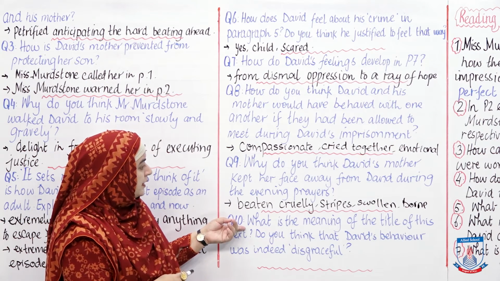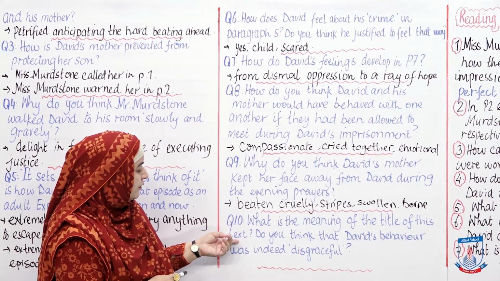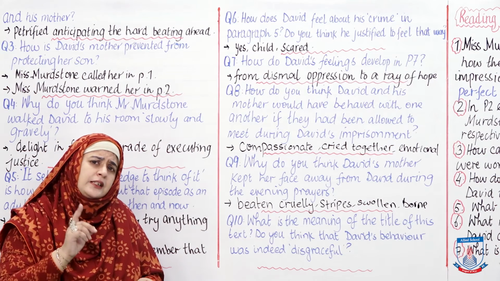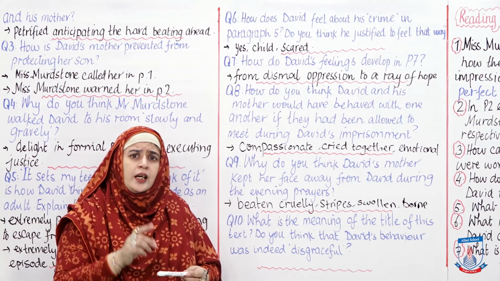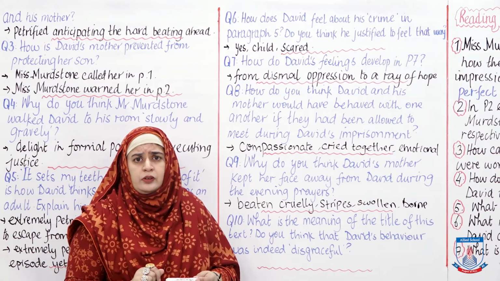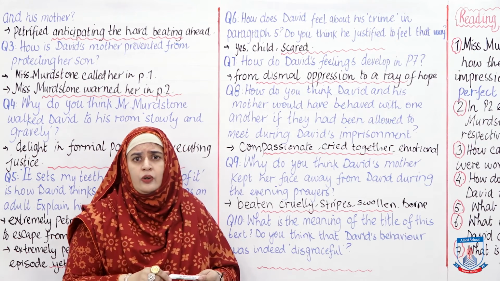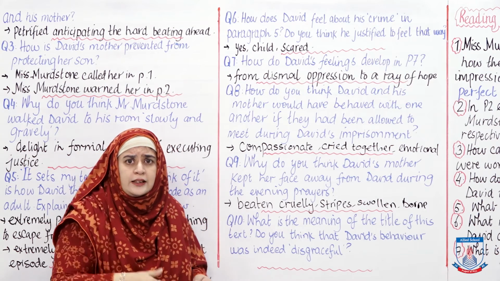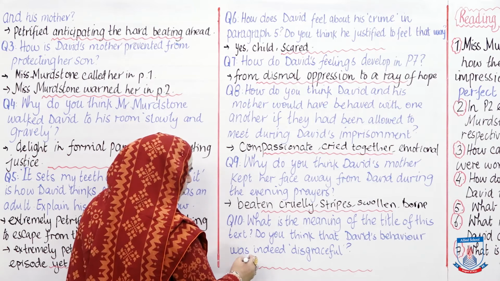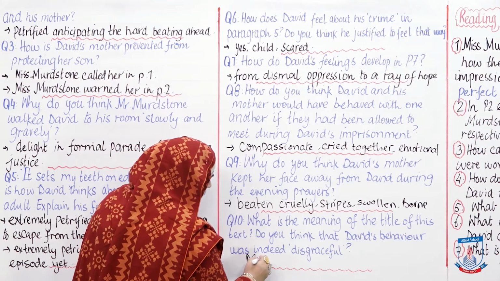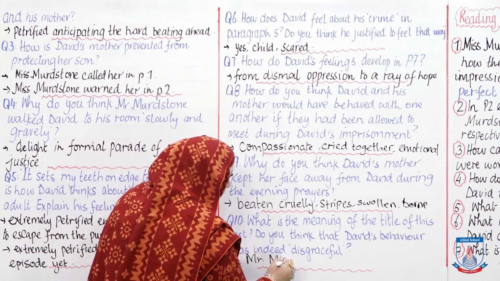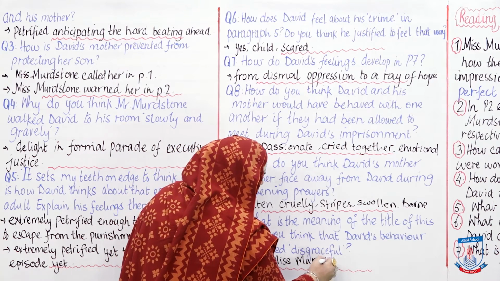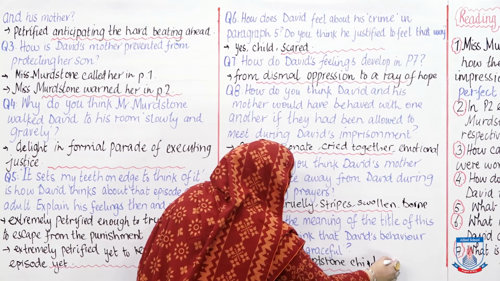What is the meaning of the title of this text? Do you think that David's behavior was indeed disgraceful? Do you think David was disgraceful? David was not disgraceful. David did not do anything wrong. It was Miss Murdstone and Mr. Murdstone who had done something wrong. Okay? It was Mr. and Miss Murdstone who had been disgraceful, treating a child the way they did.